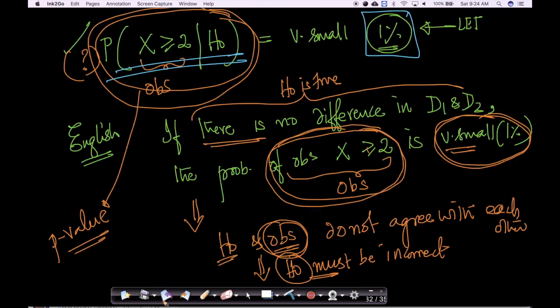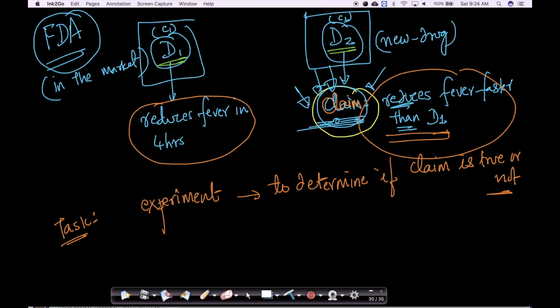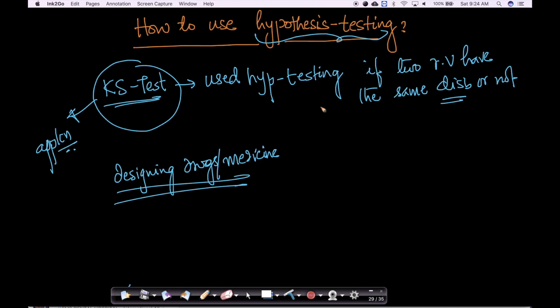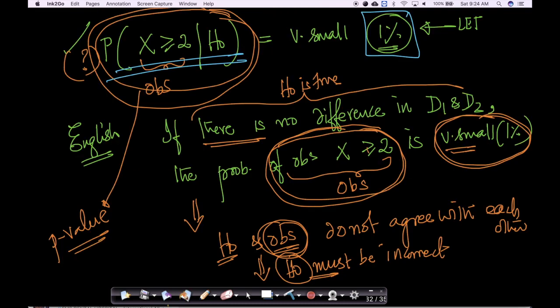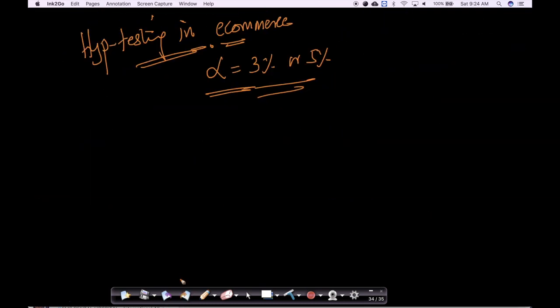I hope this example gives you an appreciation of how hypothesis testing, resampling and permutation testing are useful in a very important area called drug design and medicine. And this is not just limited to drug design. There are lots of applications.